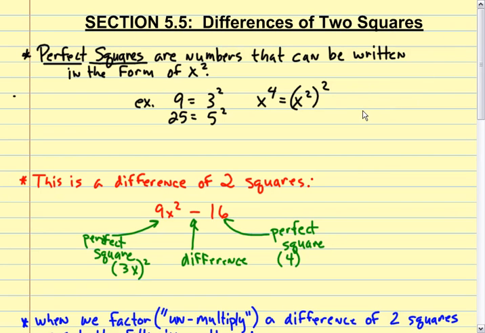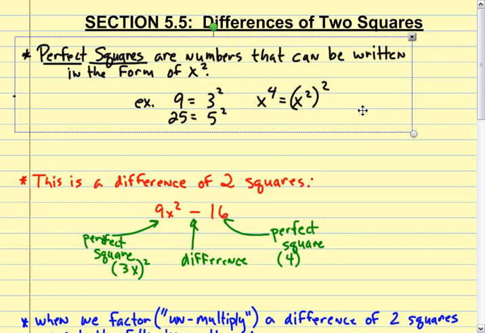Okay, folks, section 5.5, the differences of two squares. Now I want you to have your thinking caps on here, okay? Perfect squares are numbers that can be written in the form of x squared. All right, so for example, 9 equals 3 squared. I can write 9 as 3 squared, so that means that 9 is a perfect square. Or 25 equals 5 squared. Okay, that means that 25 is a perfect square.